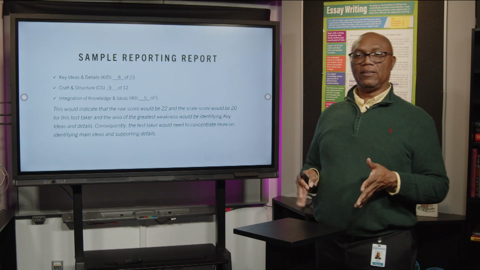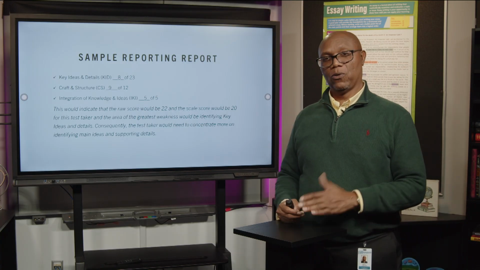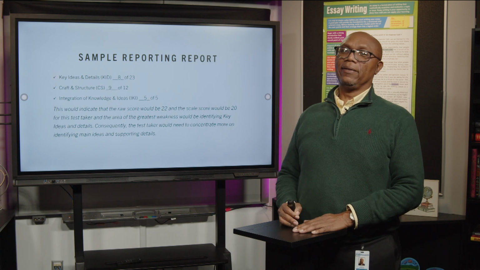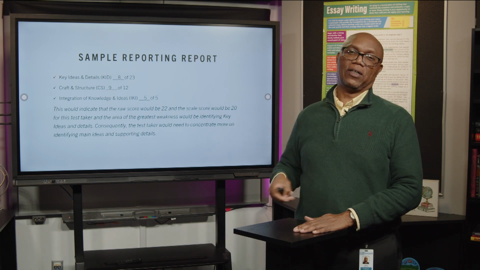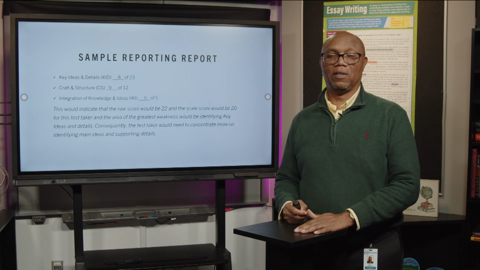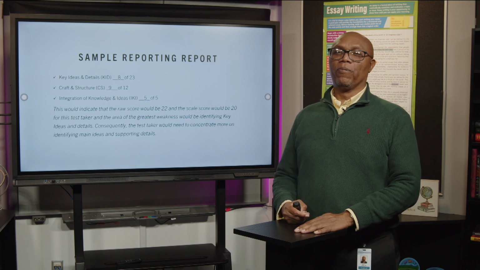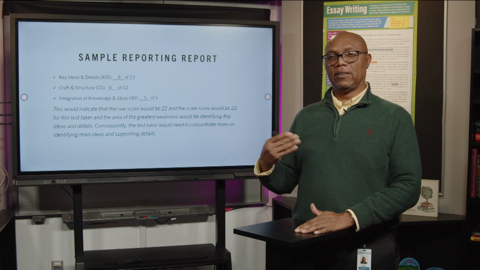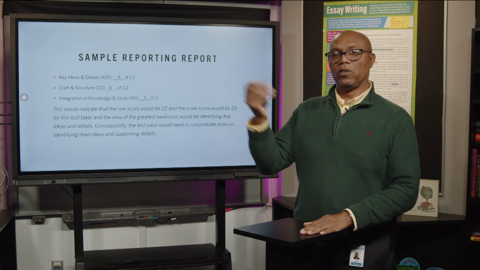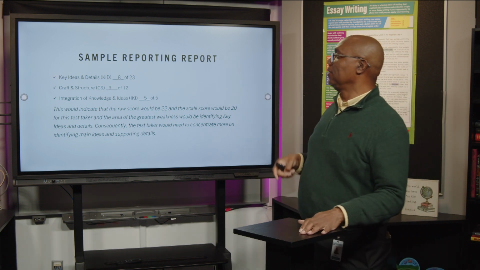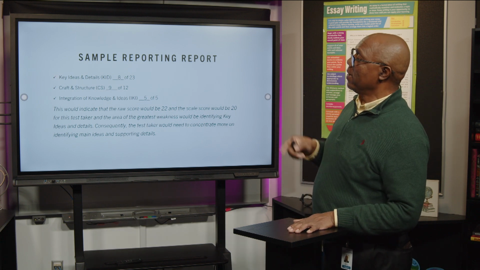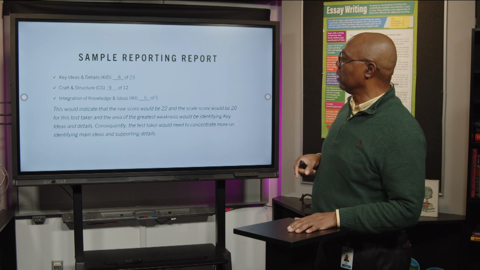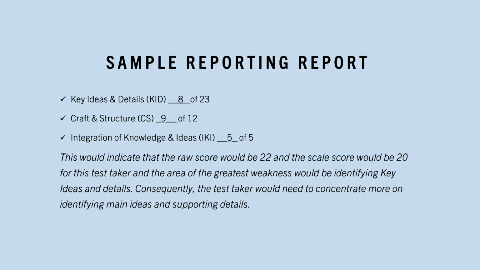All right, the next thing we're going to do is go through a sample score report. We're not going to ever claim this particular score, because after doing all this wonderful work, we're not going to make a 20 when it comes to ACT. But just for argument's sake, this is the score that test student A took. On key ideas, he got 8 of 23 questions. For craft and structure, the student got 9 of 12 questions. And for integration of knowledge and ideas, he got all 5 of those questions that were given on that particular form of ACT.